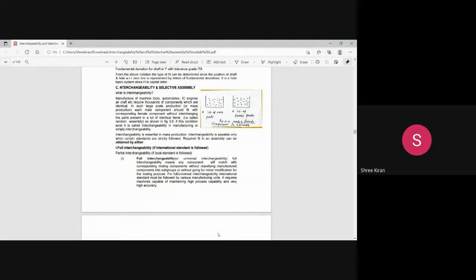Then come the various standards in order to have interchangeability. So NBS. If anyone doesn't remember, just note it down in your notebook. ISO is the International Organization for Standardization. Then the other standard is NBS, the National Bureau of Standards.